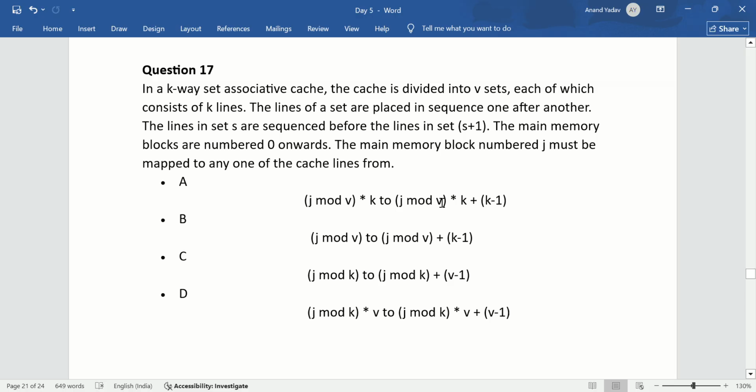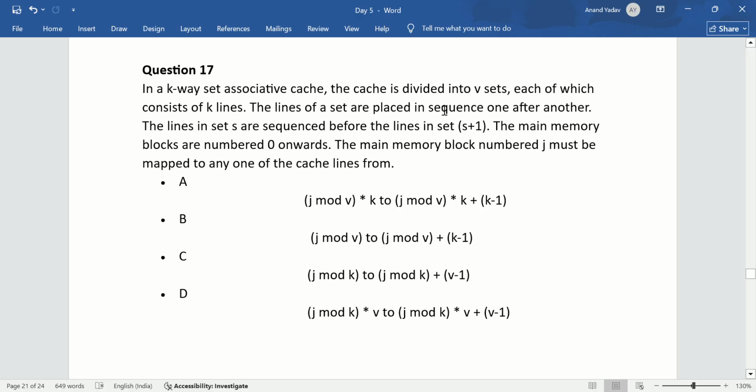Now next one is, in a k-way set associative cache, the cache is divided into V sets, each of which consists of k lines. The lines of a set are placed in sequence one after another. The lines in set S are sequenced before the lines in set S plus 1. The main memory blocks are numbered 0 onward. The main memory block number must be mapped to any one of the cache lines. It is basically asked for the range of this.